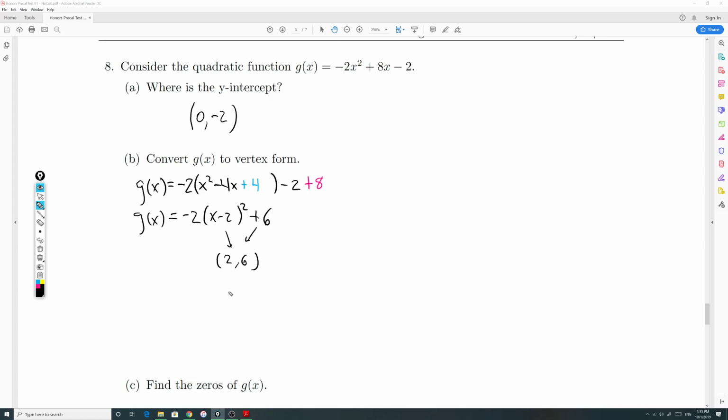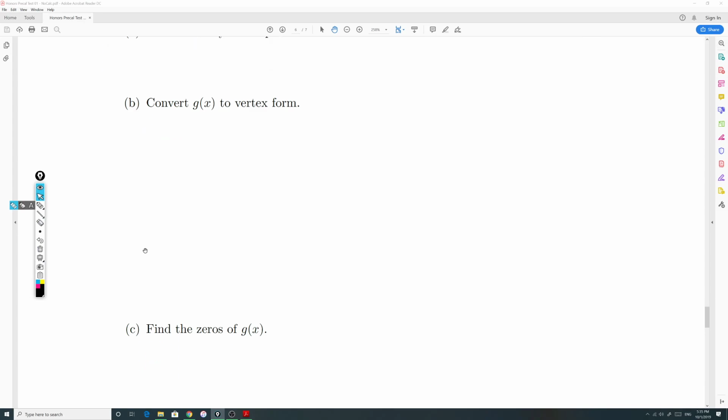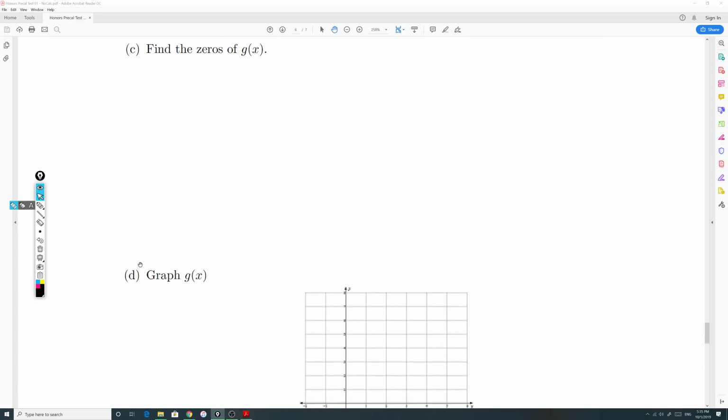Okay, to find the zeros, I'm going to have to clear the screen. So if you just want to see vertex form, pause that now.